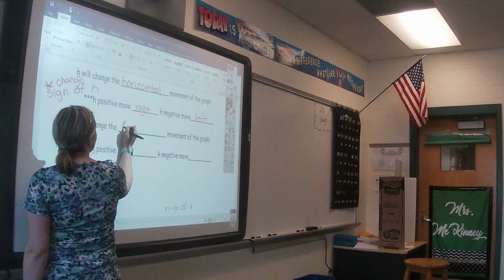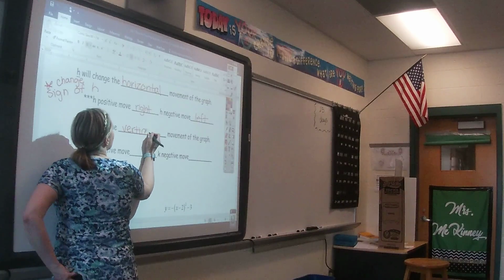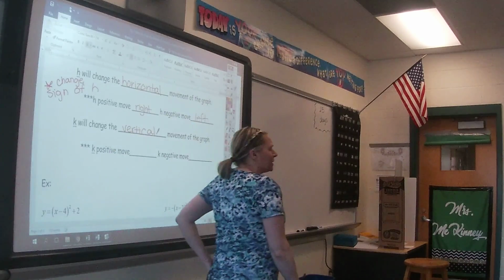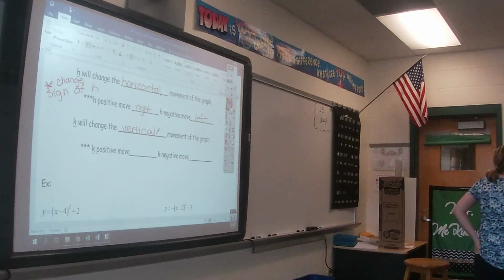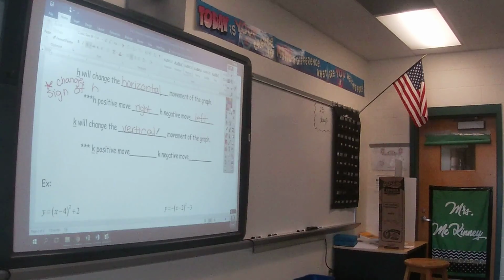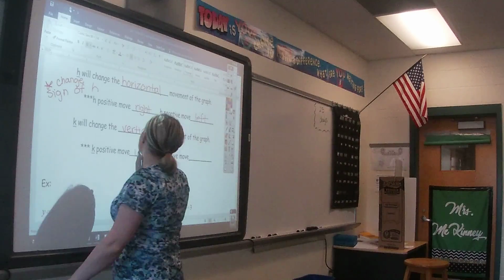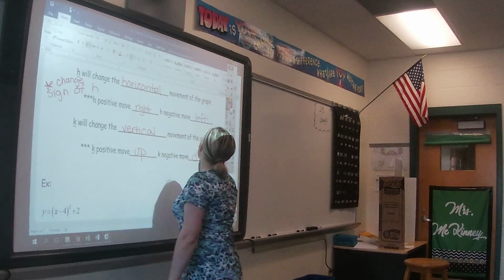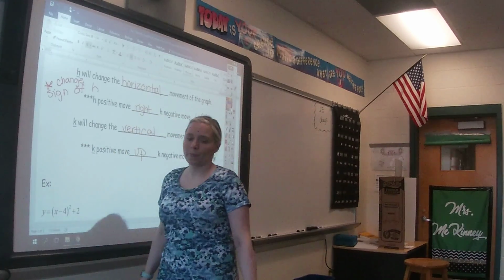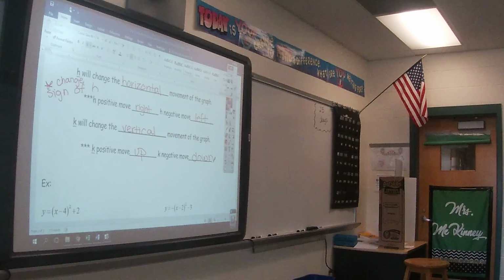K is then going to change the vertical movement of the graph, which makes sense because it's our second value in our ordered pair. If K is positive, we would move up. If K is negative, we would move down. Right? Those things all line up with everything we already know. We do not need to change the sign of K because the K has an addition sign in front of it in the formula. Okay?